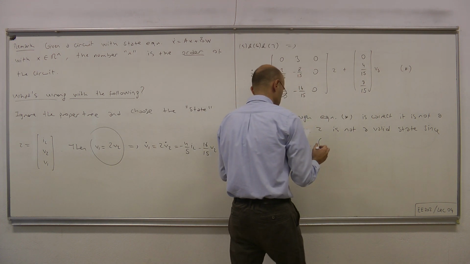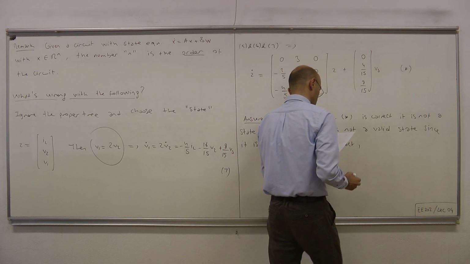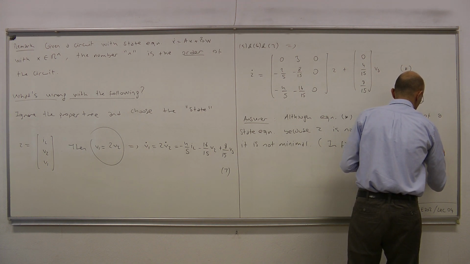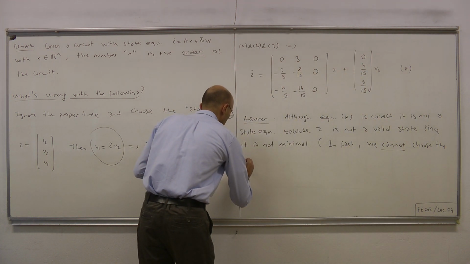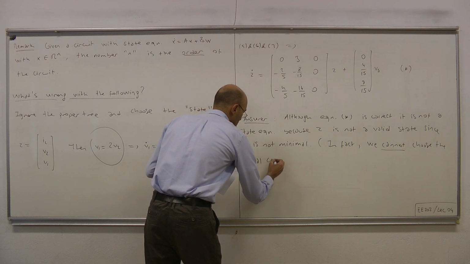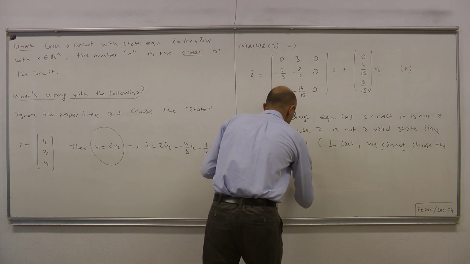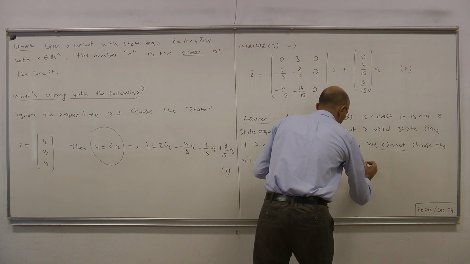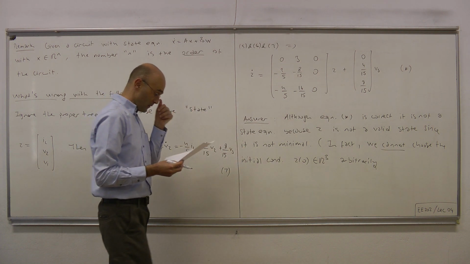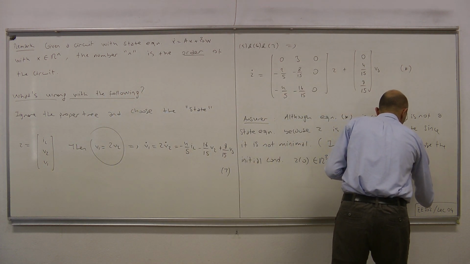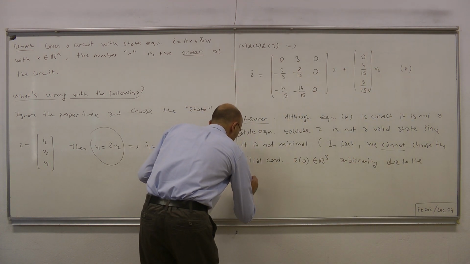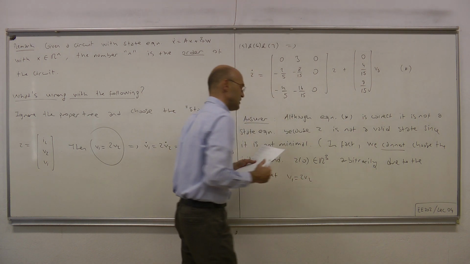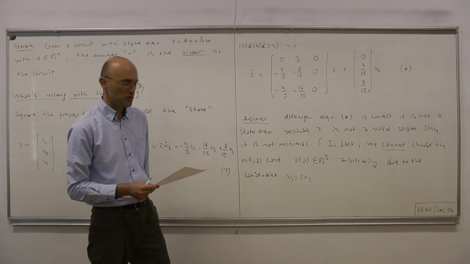In the sense that, in fact, we cannot choose the initial condition Z0 in R3 arbitrarily, due to the constraint V1 equals 2V2. Because V1(0) must equal 2 V2(0).